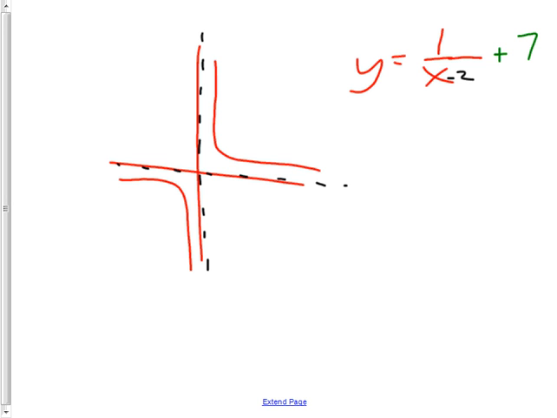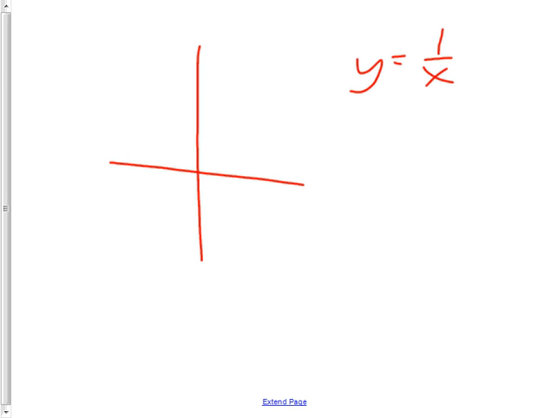Okay. Now, we've got a new parent function. There's a new sheriff in town. It's very similar, but would you please graph 1 over x where the x is squared? So now you have a new parent function. So who's your daddy now? That one is. Did it look like that?